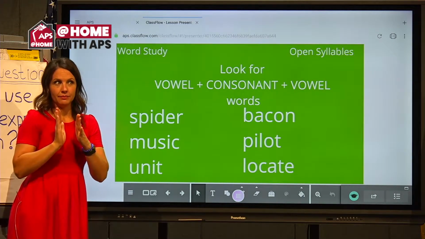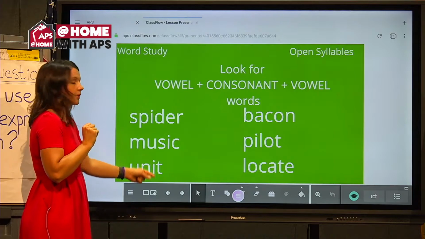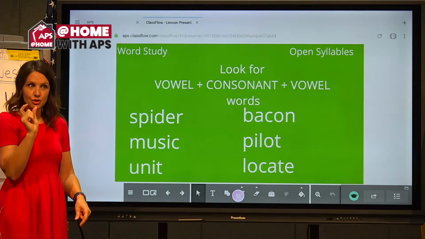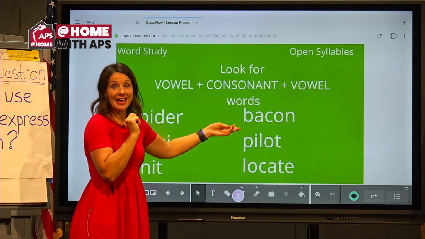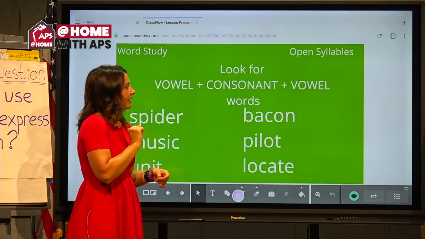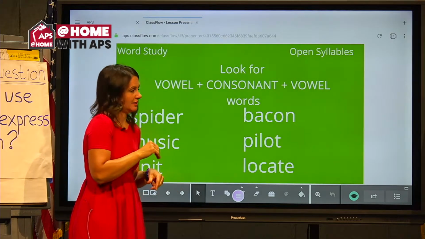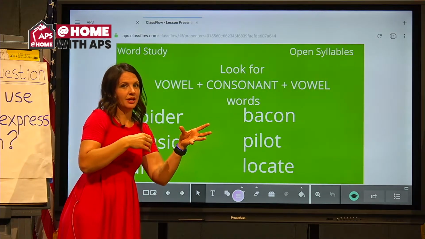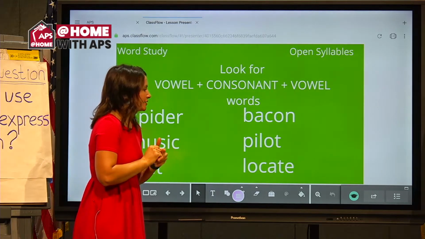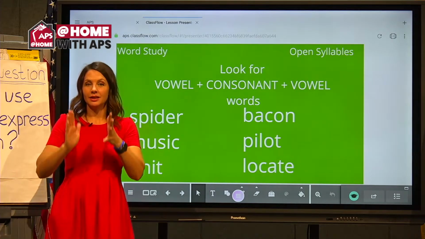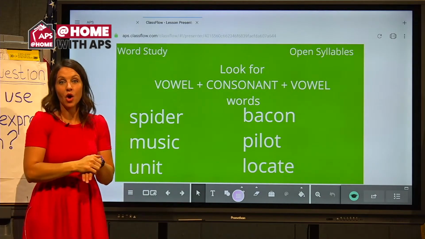Music. Mew. U is that long vowel sound. Unit. U is all by itself. What about the word bacon? Bay. A. Con. We have pilot. The first syllable has a long vowel sound. Last one. Locate. Oh, I hear that open vowel sound.